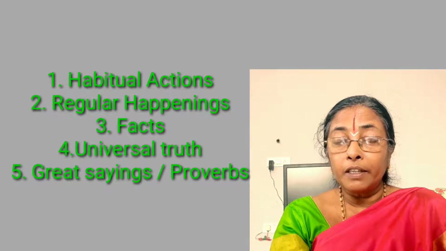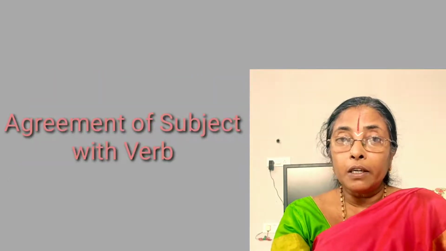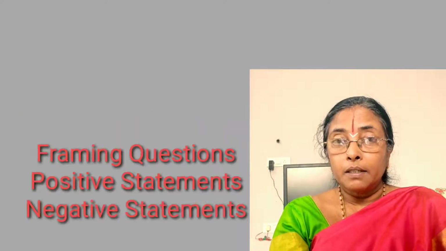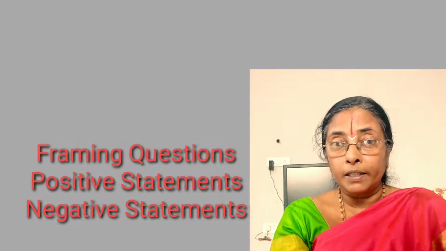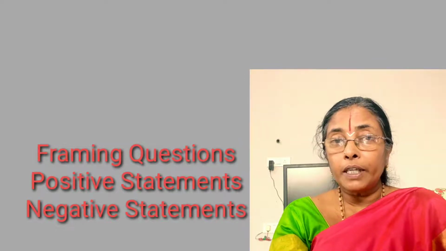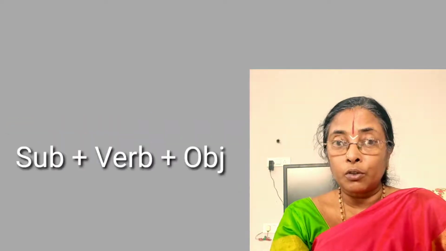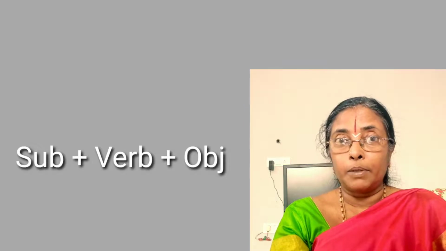Apart from that, we will learn even agreement of subject with verb also. And after that, we will learn how to make questions and what are positive and negative statements, how to frame positive and negative statements. Those things also we will learn today. And after that, other words can be added later on. First of all, these 3 words are very, very important in structures. What are those? Subject, verb and object. Let us learn along with examples.